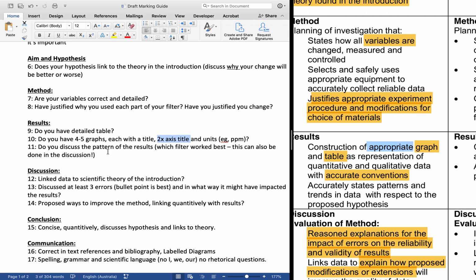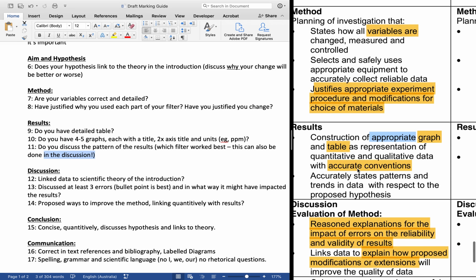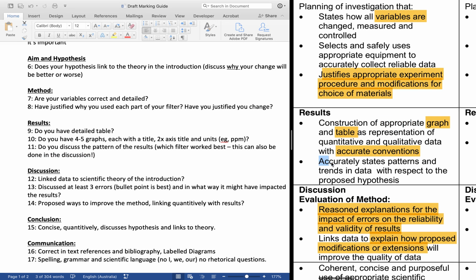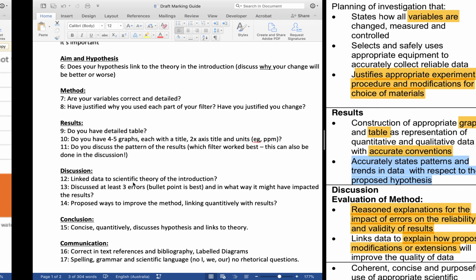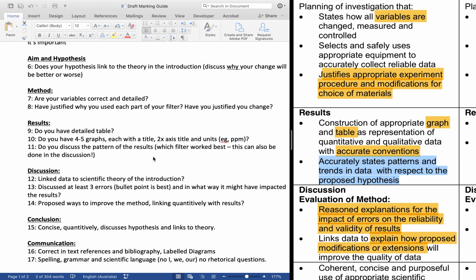Now, do you discuss the pattern of the results? That's point 11 now. Now, why is this important? Because there's this criteria here, accurately states patterns and trends in the data with respect to the hypothesis. Now, actually, you'll find that there's not really a pattern or a trend in the data. Maybe you'll find that filter 2 was always better than filter 1, or filter 1 was always better than filter 2, but for some of you, it's like filter 1 was sometimes better in some areas, and filter 2 was better in other areas. So, I've put here, this can also be done in the discussion.